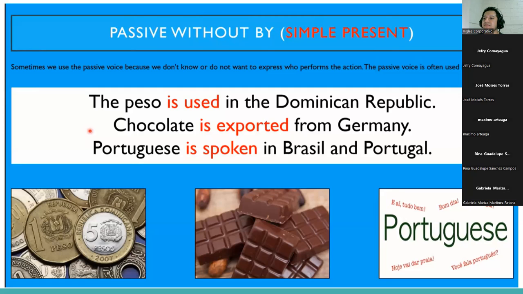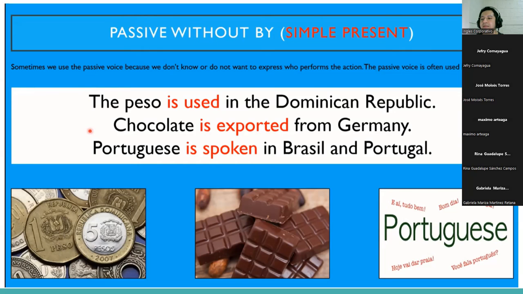The passive voice is often used in formal texts. And we have some examples, right? The peso is used in Dominican Republic. Chocolate is exported from Germany.